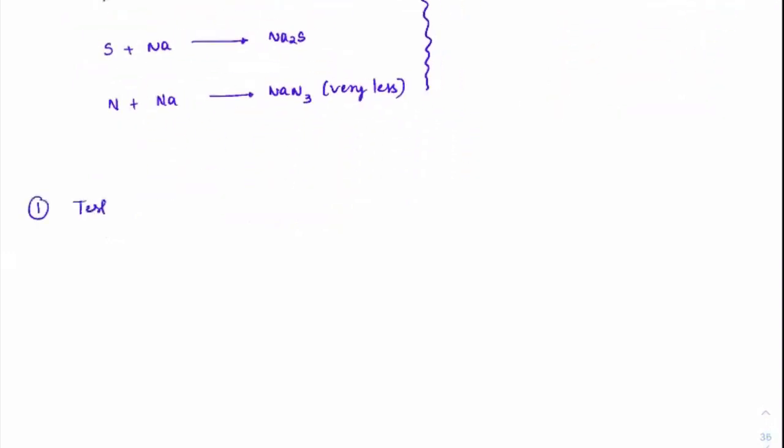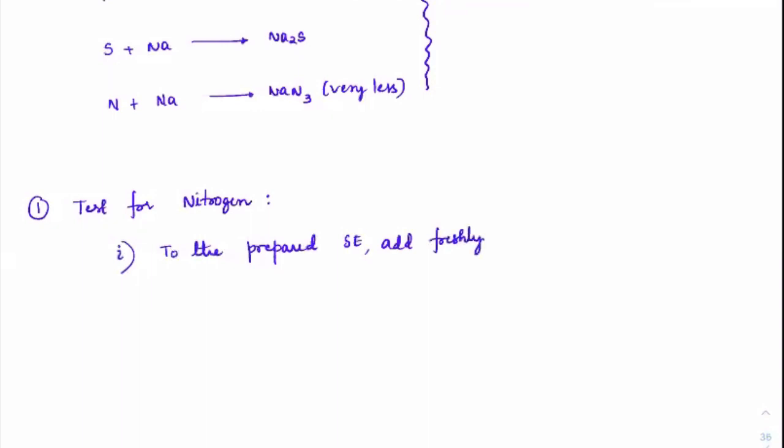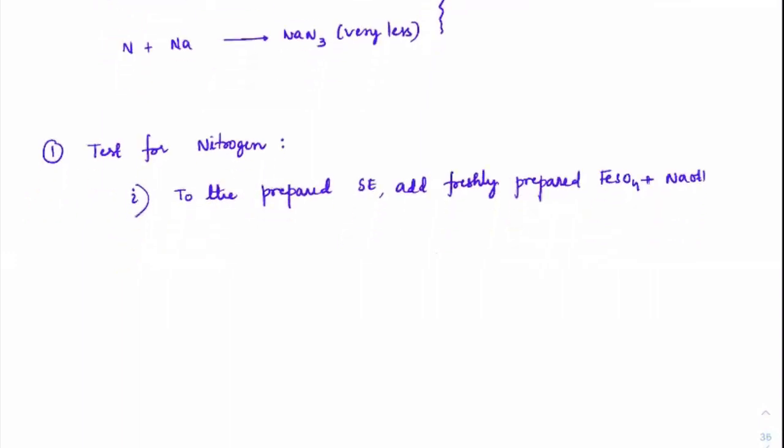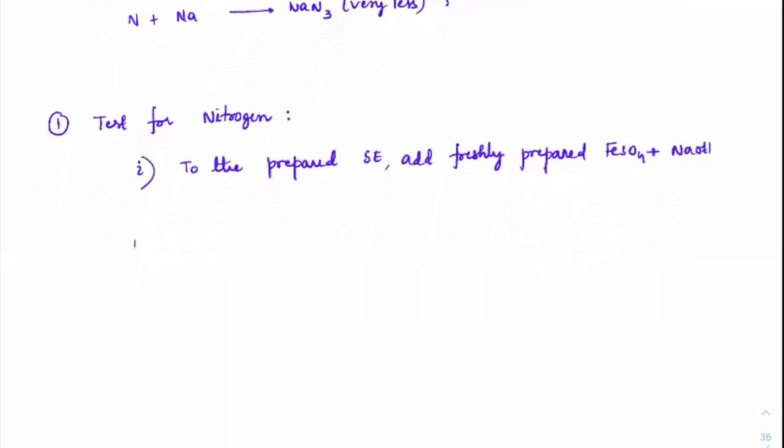This would be the test for nitrogen. I want to detect the presence of nitrogen, so what will I do? To the prepared sodium extract, I will add freshly prepared FeSO4 plus NaOH. Now let's see what might be happening here.